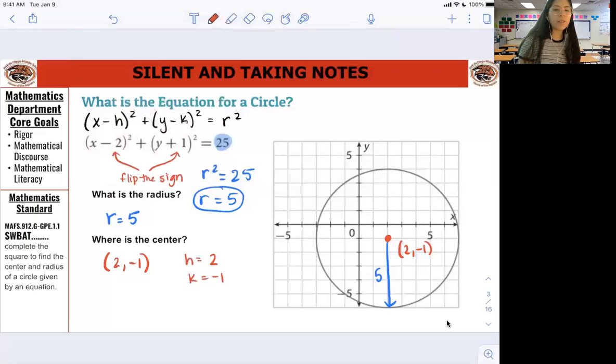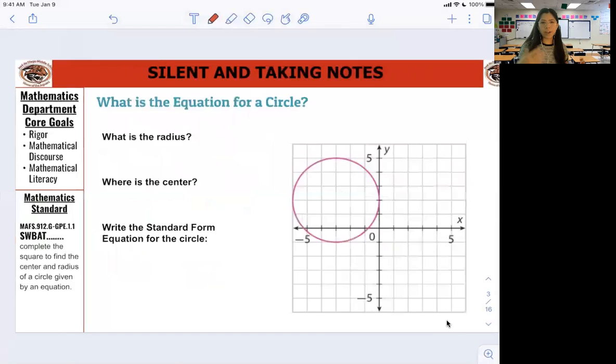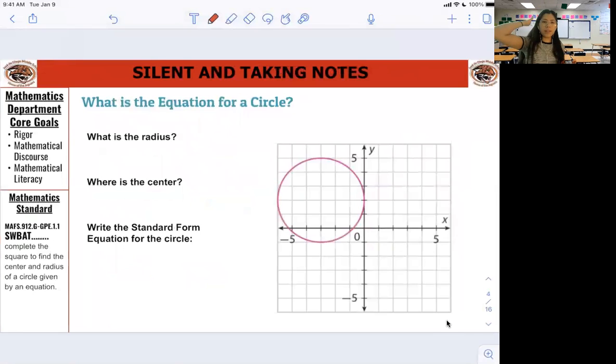So does anyone have any questions on how to read the equation in order to understand the radius and the center? Not too bad, right? Cool. So let's try another one. In this case, I have a circle, but I don't have the equation. So we're going to write the equation once we find all the information. So go ahead and identify the center, identify the radius, and we'll go from there.